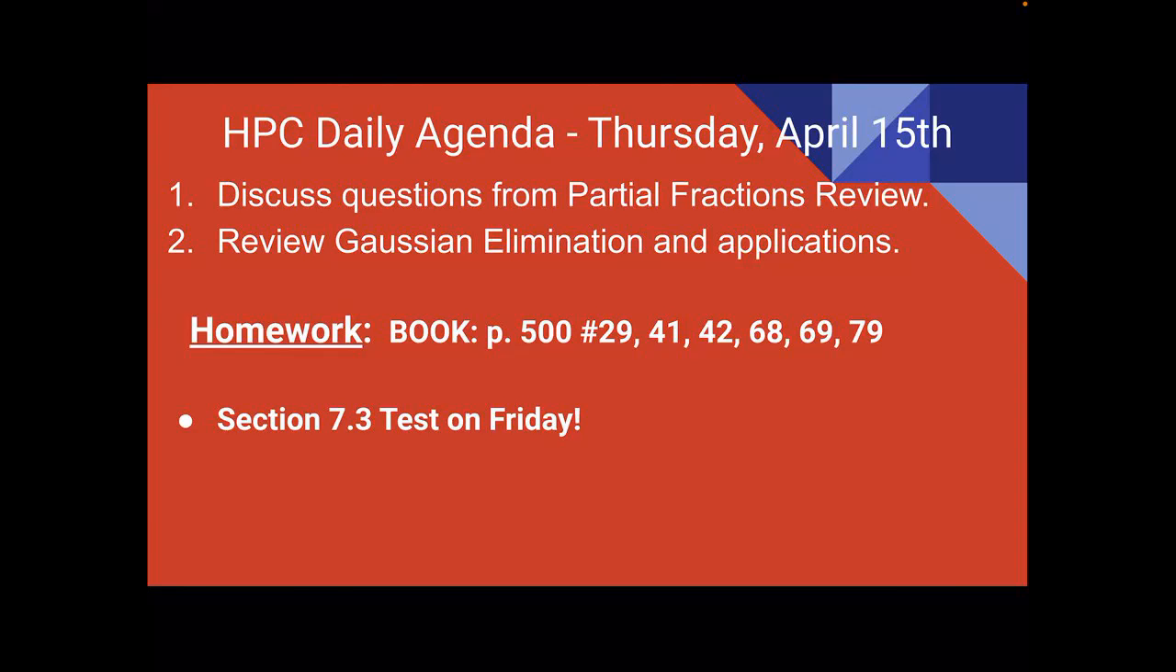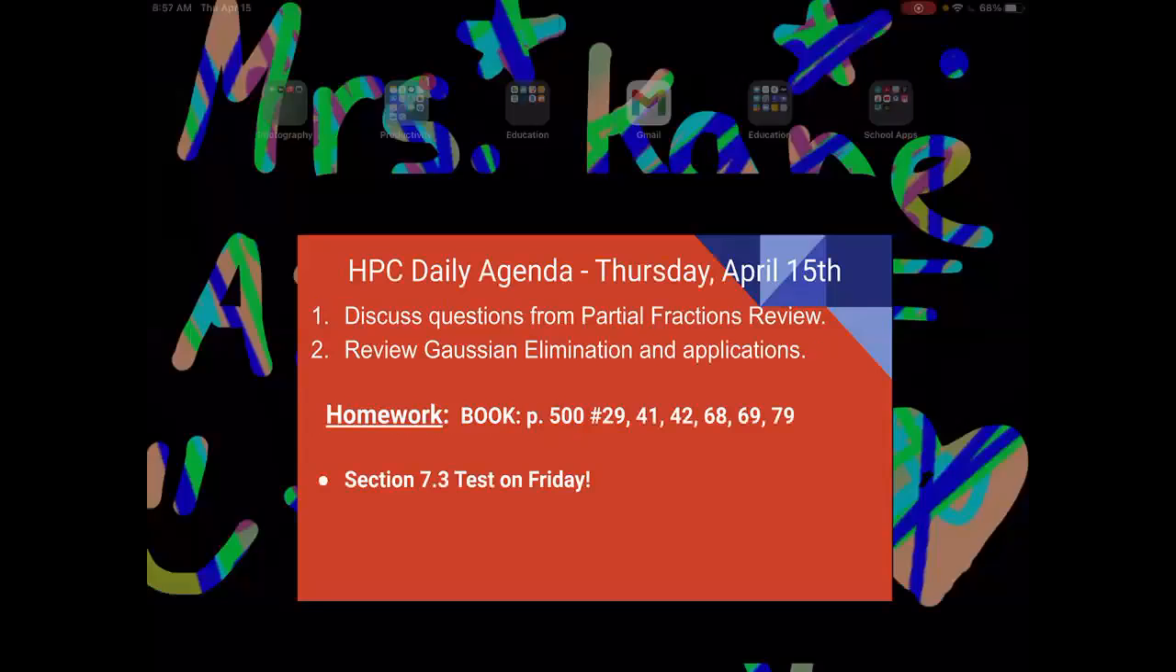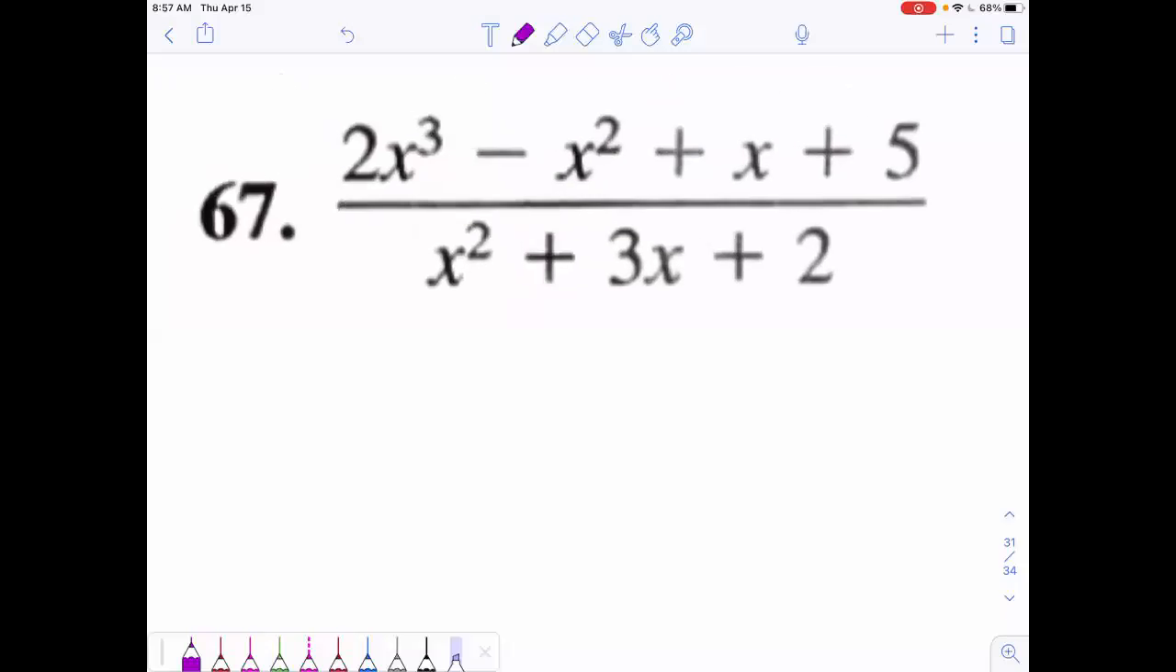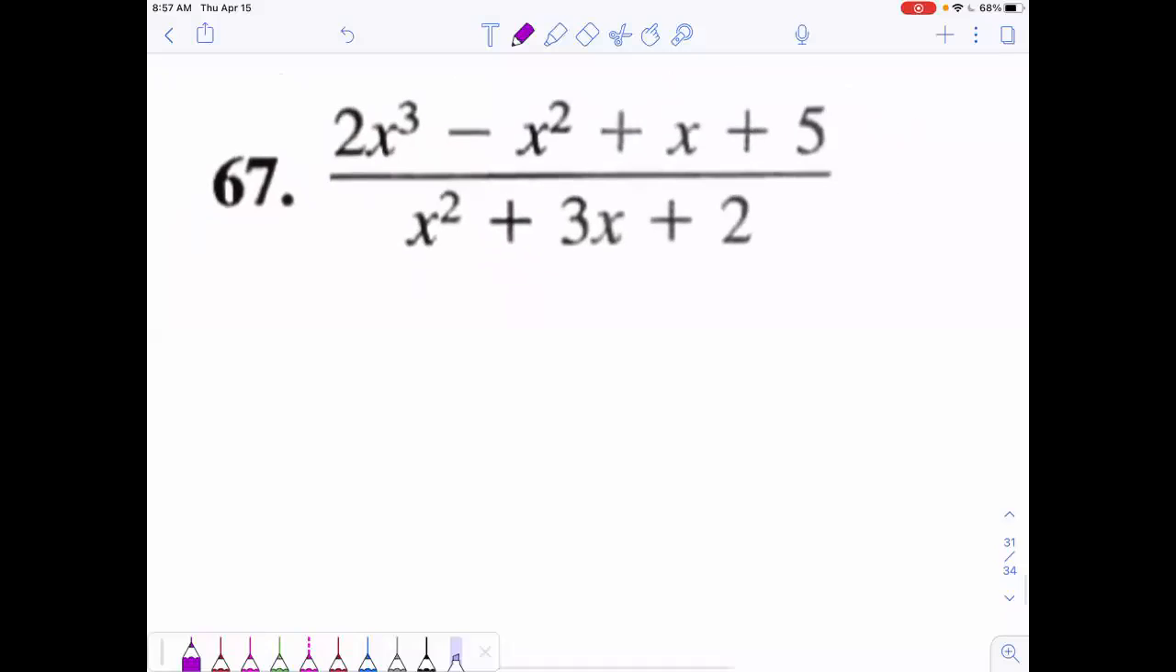All right, well, let's look at number 67 from the homework to go through an improper fraction. And then, as I said, I'm going to go through number 41 with you from that group of elimination problems, just to remind you what to do with a non-square system. So first, before you do any of these partial fractions, make sure you're checking to see, is it improper? And this one is improper. The degree on the top is definitely bigger than the degree on the bottom.